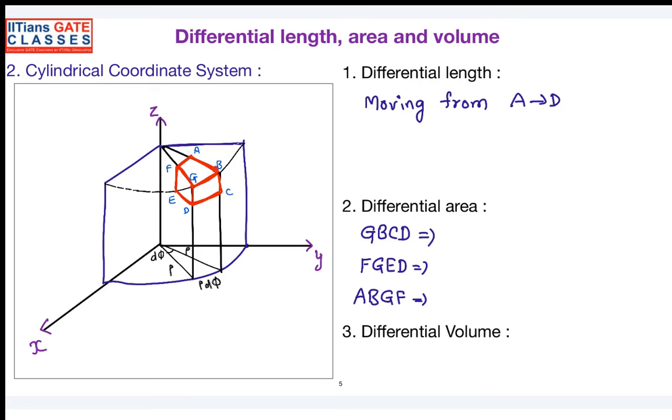Correct? Next, please see moving from B to C. When you move from B to C, what will happen? You are moving parallel to the z-axis, right? So moving from B to C, you are moving parallel to the z-axis. So what will happen in that case? There is a change in Z. Correct? Next, moving from C to D, what is going to happen?